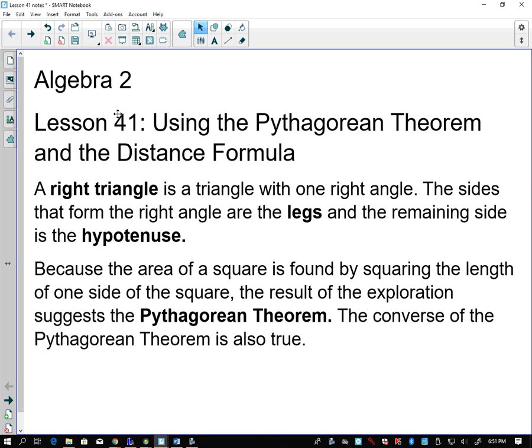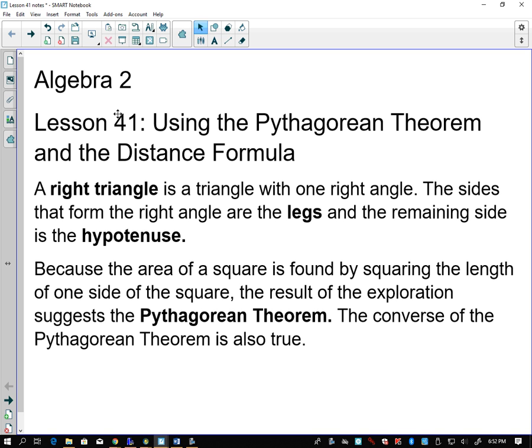All right. Algebra 2, lesson 41, using the Pythagorean theorem and the distance formula. Essentially, these two formulas, this theorem and this formula, accomplish the exact same goal. Both of them can tell you the distance between two points on a coordinate plane. Using a right triangle is one way, using the distance formula is another.